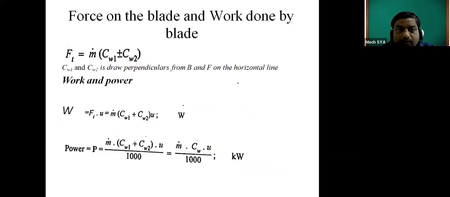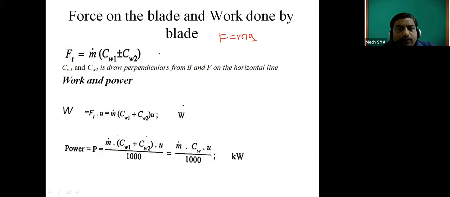Now from this, which component is going to be responsible? FT, that is the force on the blade and the work done by the blade. For that we are going to use F equal to M into A. Generally, force is equal to mass flow rate of the steam into acceleration. Acceleration is nothing but the change in velocity, and the change in velocity in that direction will be CW1 and CW2.